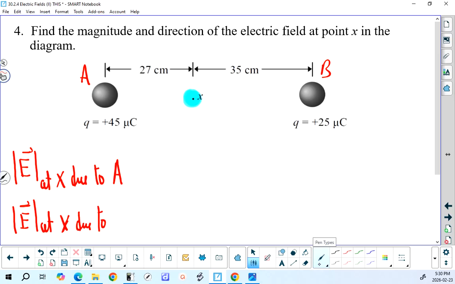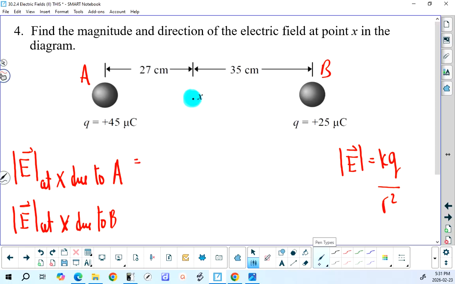due to B. And we're going to do so by using the formula we talked about yesterday, that the magnitude of the electric field due to a source charge is Coulomb's constant times the charge of the source over the distance squared. This will give us how many newtons per coulomb of influence there are at x. Now, when we calculate the electric field at x due to sphere A, or charge A, we're going to take Coulomb's constant, and I'm not going to write it down. We know what Coulomb's constant is.